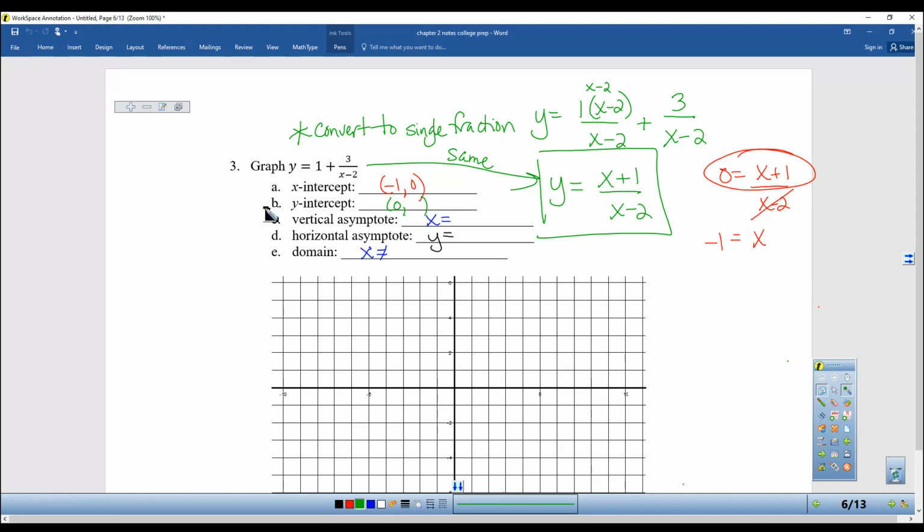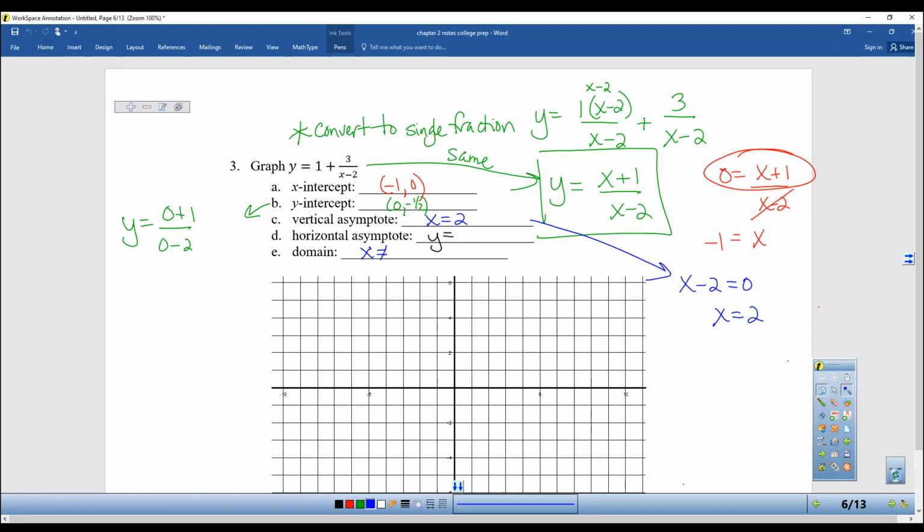For our y-intercept, we let x be 0. 0 plus 1 over 0 minus 2 is -1/2. For our vertical asymptotes, we let the denominator equal 0. There's our denominator, equal to 0, and we get x is equal to 2.